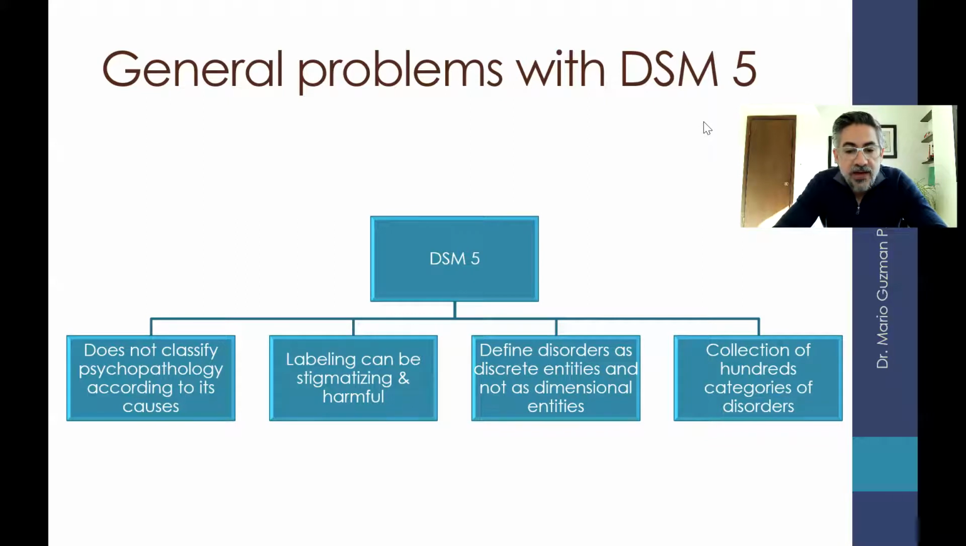Number three, it defines disorders as discrete entities and not as dimensional entities. What does this mean? Well, it is not as clear that we are talking about separate disorders. Many of these disorders share symptoms. It's very common to see clients who are depressed and anxious at the same time. And it is not clear that they have two different disorders at the same time or that it is in reality only one single disorder.